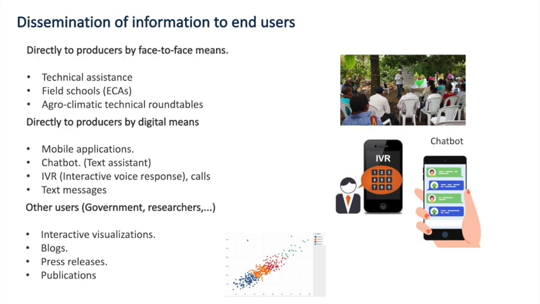And these are calls that are made to the producers when the producer talks to an operator, that usually is a machine, but it gives them information. They give them the possibility to choose the information that they need based on several options.